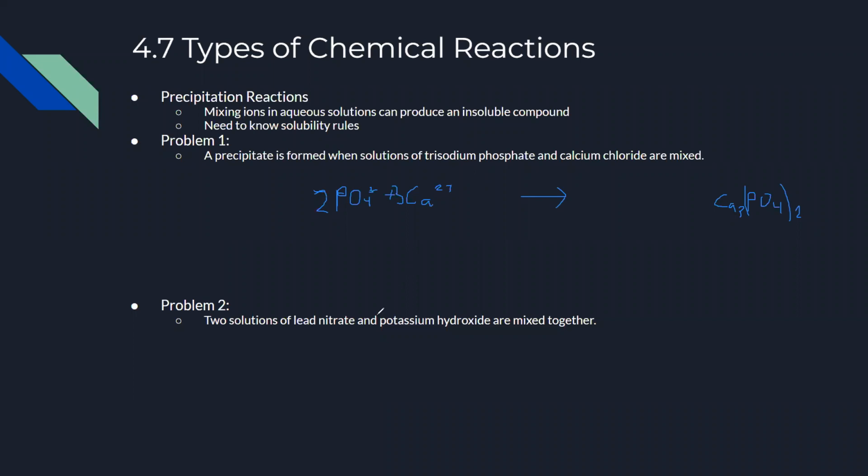Okay, so let's do problem 2. Two solutions of lead nitrate and potassium hydroxide are mixed together. So Pb2+ plus 2 NO3 minus creates, not that, you have to add it. So plus 2K plus 2 hydroxides.